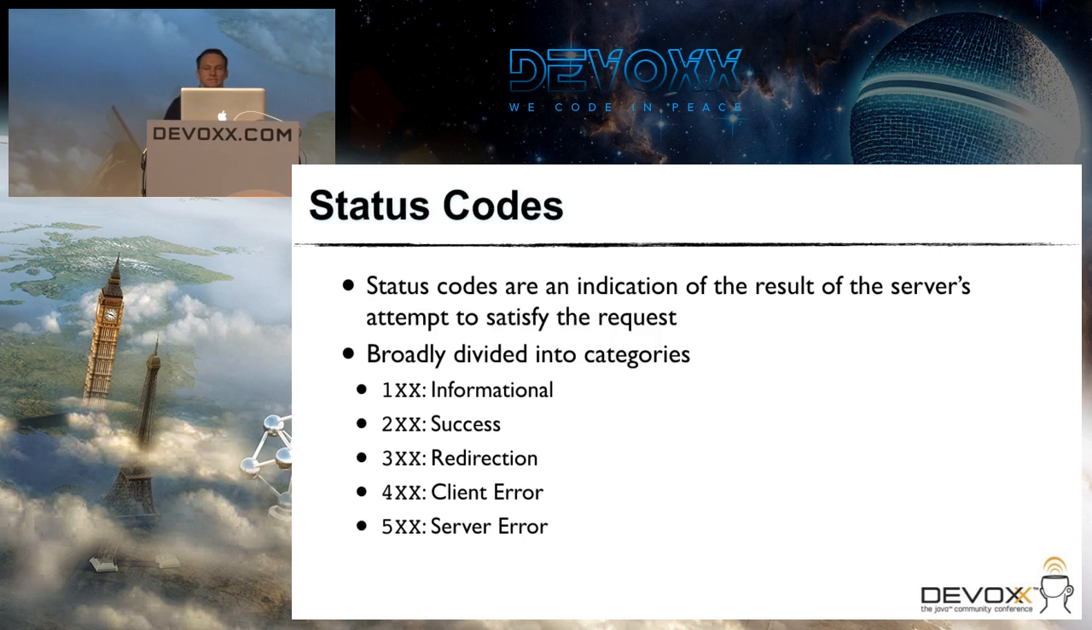So that's next. And the answer is status codes. HTTP provides us a way to inform the caller what happened just now. We've seen a couple of them. We've seen created, we've seen OK. Broadly, these things are divided into a couple of different categories: 100s are informational, 200s are successes, 300s are redirection, 400s are client errors, and 500s are server errors.